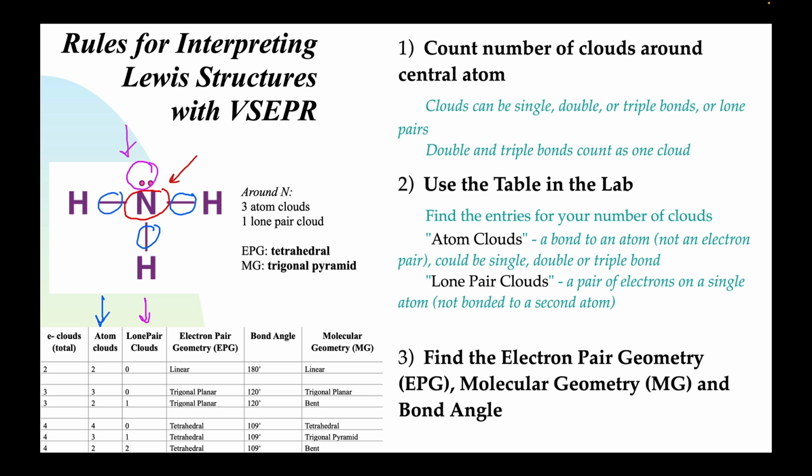So if you look down here on the bottom, you'll see that there's 4 electron clouds there towards the bottom. 3 of them are connected to the atom clouds, 1's connected to a lone pair cloud. So this thing would have a tetrahedral electron pair geometry. The molecular geometry is trigonal pyramid. That's just a name you can know. Don't have to worry about what it means. And you can even find the bond angle. The bond angle here would be 109 degrees. So this is how this works out.